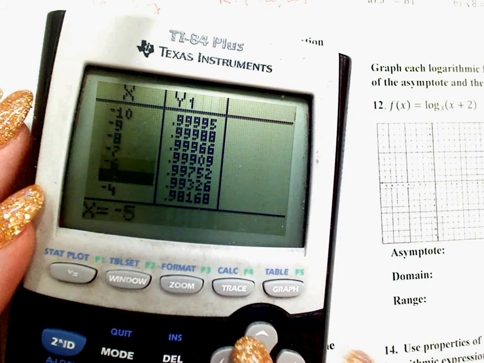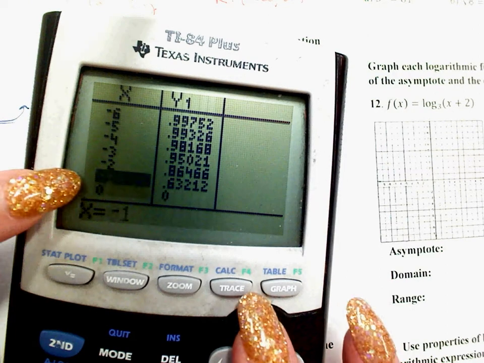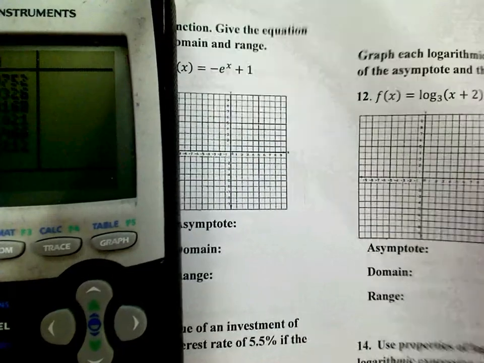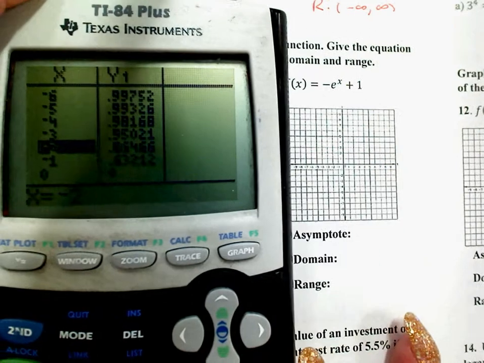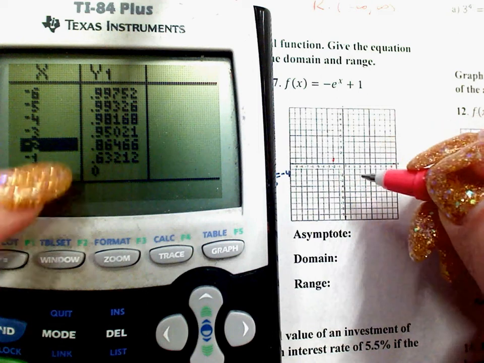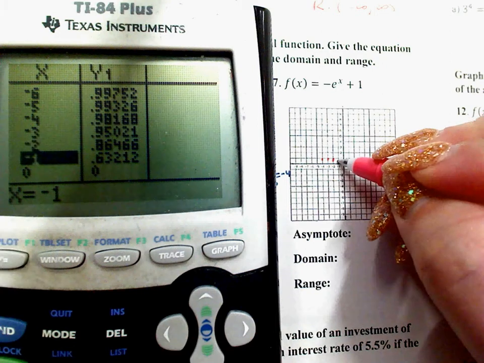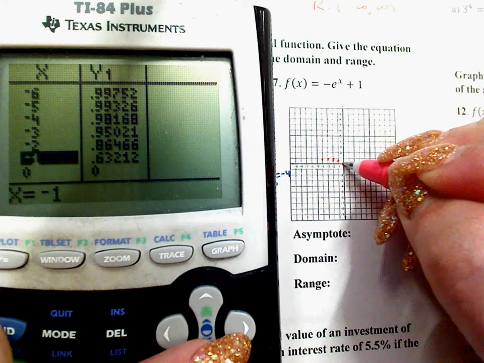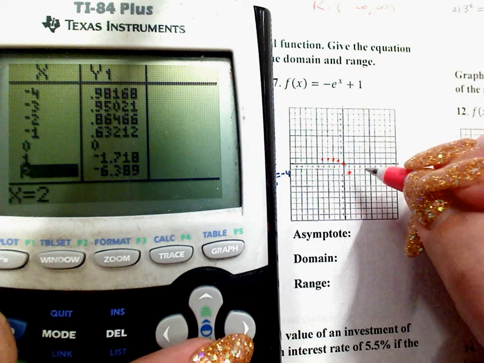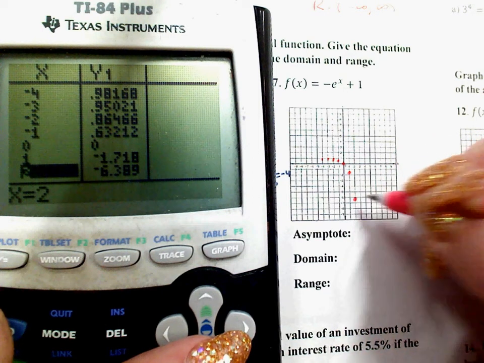Okay, so it looks like it's really close to 1. At -2, it's really close to 1. And these are all really close to 1, so it's just getting closer and closer to 1. At -1, it's 0.6 something, so somewhere in there. At 0, it's at 0. At 1, it's at -1.7. At 2, it's at -6 point something. Okay, so that's as much as I'm going to be able to see.